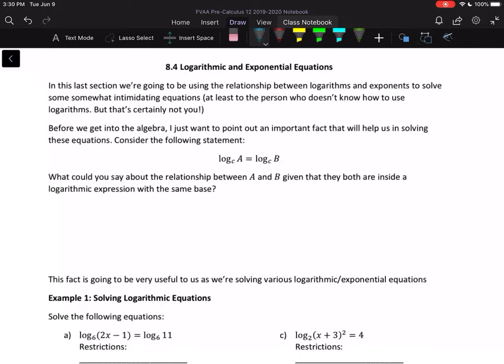We are looking at Chapter 8 on logarithms and Section 4 of Chapter 8, logarithmic and exponential equations. So in this section, we're going to be using the relationships between logarithms and exponents to solve some somewhat intimidating equations, at least to the person who doesn't know how to use logarithms. But that's certainly not you, right?